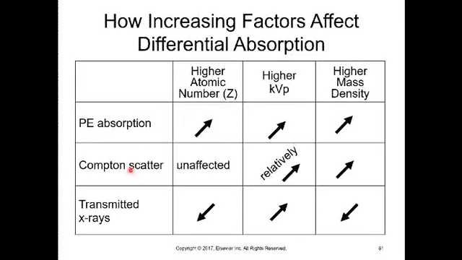And then this is a nice chart that just kind of breaks down exactly what I was just talking about. So differential absorption deals with photoelectric absorption, Compton scatter, and transmitted X-rays. Those three things are required for the differential absorption process. And this deals with the patient, okay?